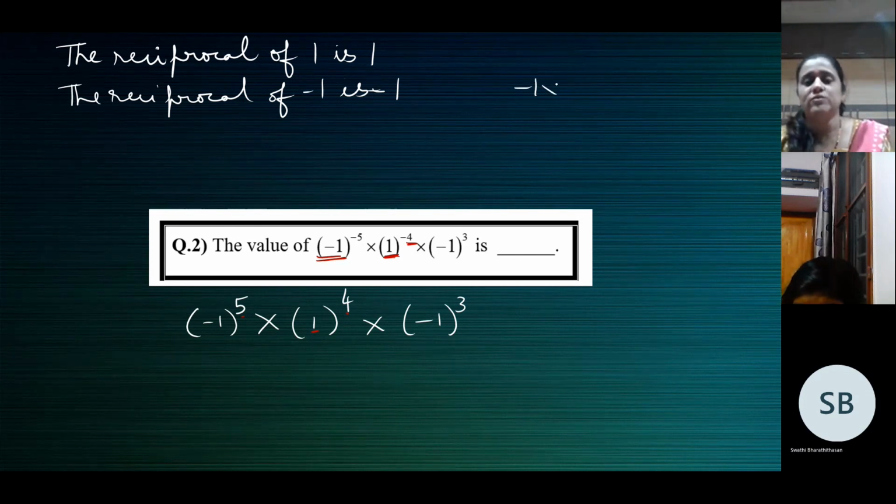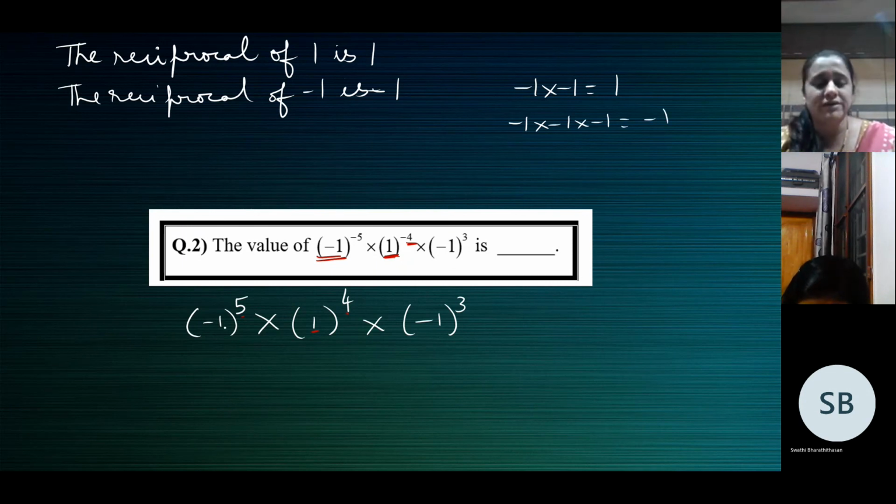What is -1 into -1? +1. What is -1 into -1 into -1? -1. So just do this mentally. -1 multiplied with itself 5 times. We are going to get 1 only. But is it -1 or +1? It's -1. So the answer, -1, the whole power 5.